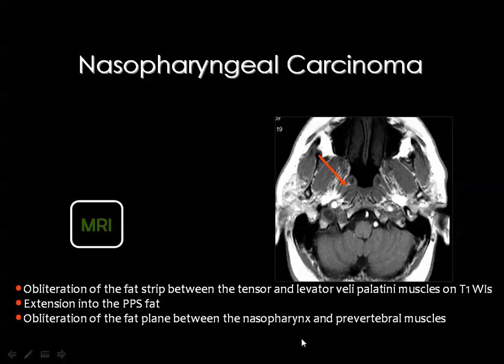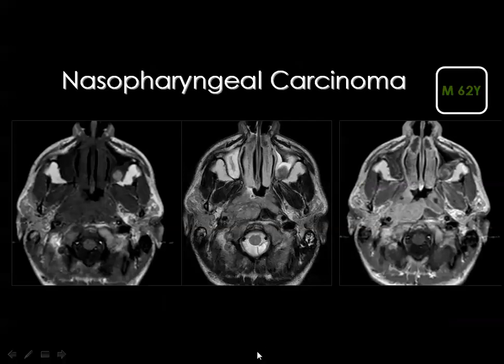Then, nasopharyngeal carcinoma can be detected earlier by MRI because of the MR sensitivity for the anatomy. You remember that the torus tubarius is formed of two muscles, which are the tensor and the levator veli palatini muscles. These muscles are separated by high signal fat because this is a T1 weighted image. The earliest sign of nasopharyngeal carcinoma by MRI is obliteration of this fat plane, meaning that there is a mass infiltrating the torus tubarius and obliterating the fat plane between the two muscles.